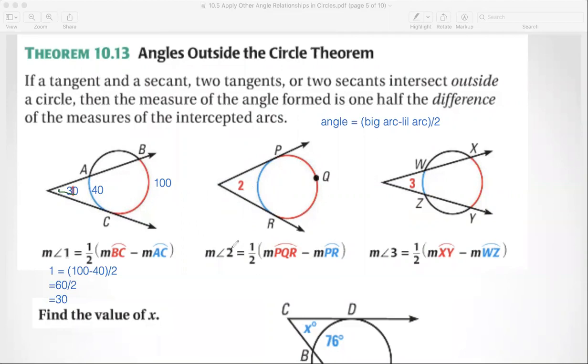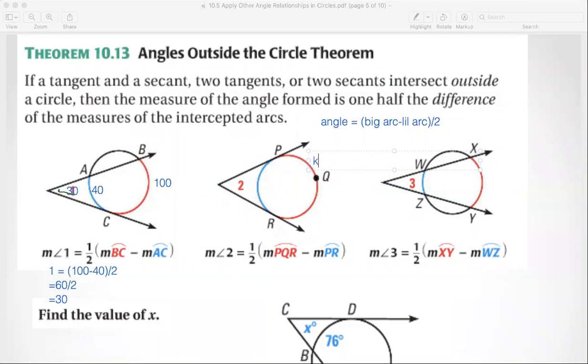To find angle 2 and angle 3, they're the exact same. It's always going to be big arc minus little arc. So I'm actually going to give you numerical values and have you try to find them, and then push play when you're ready. So let's go ahead and say this first value.